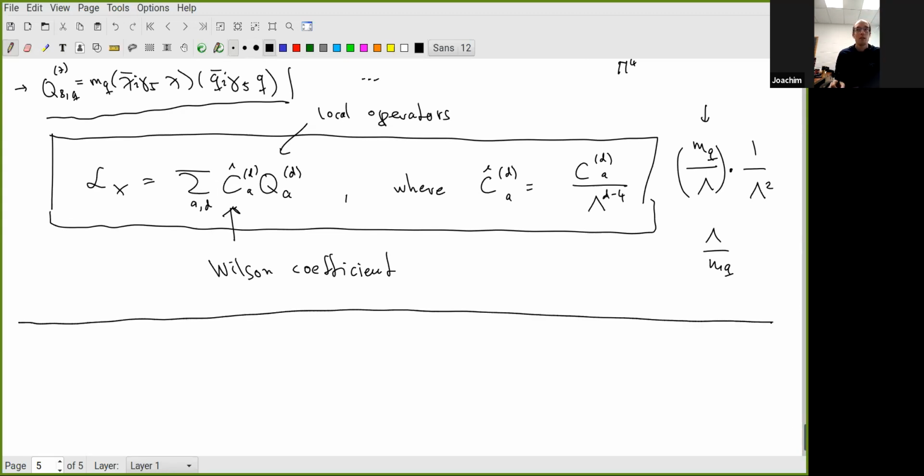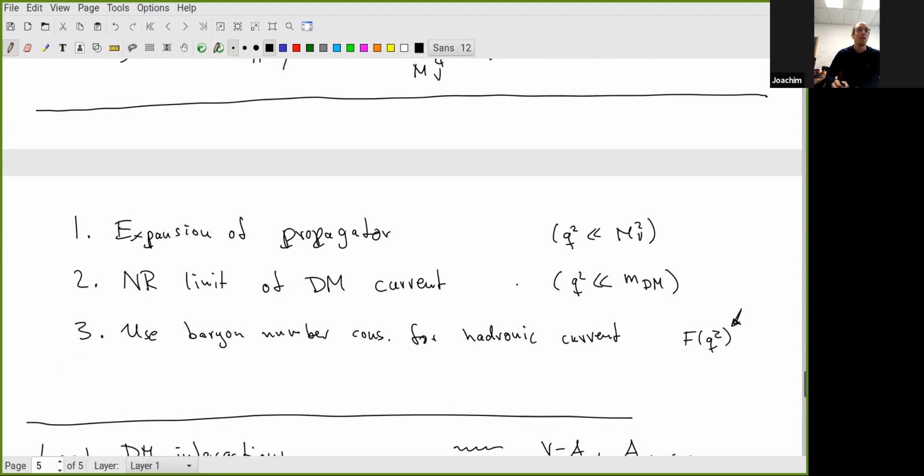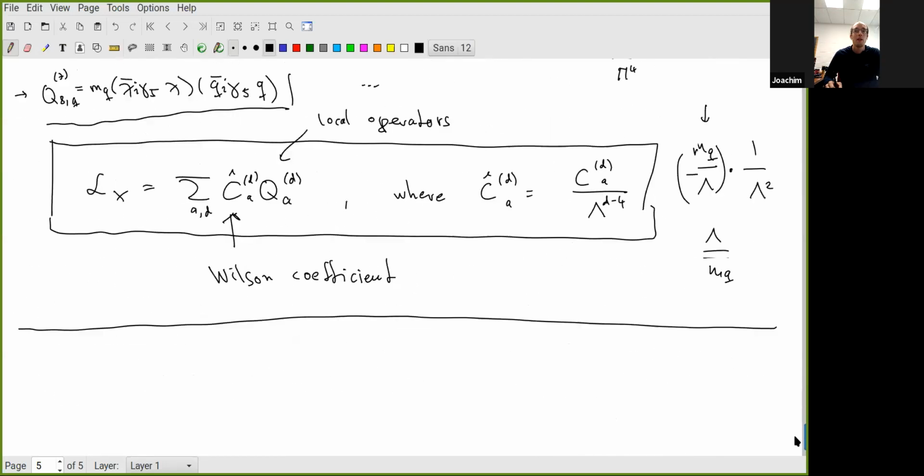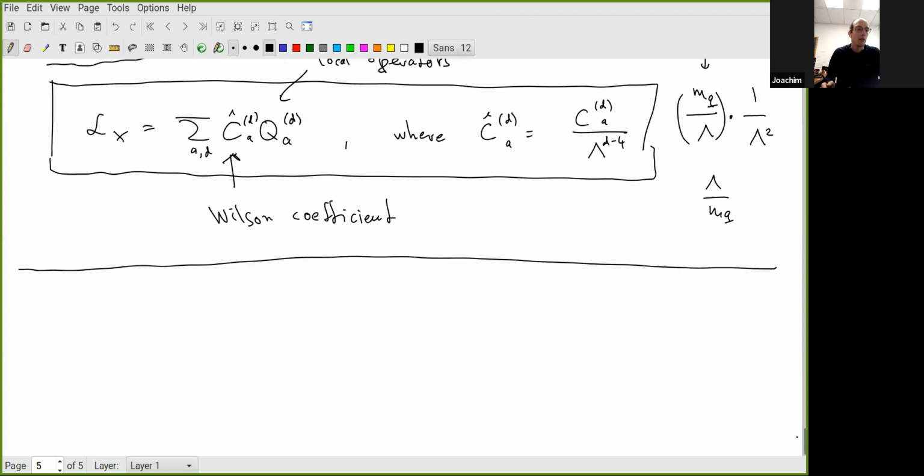So that kind of takes care of this one expansion of the propagator. That's done. The next thing that we want to do is to take the non-relativistic limit, and we first want to discuss the dark matter current, because we will again assume that dark matter is a point particle, elementary. That will be relatively easy, and then we can discuss complications of bound states later once we understand the non-relativistic limit. And this non-relativistic limit of an elementary dark matter has a name, and it's called heavy dark matter effective theory.